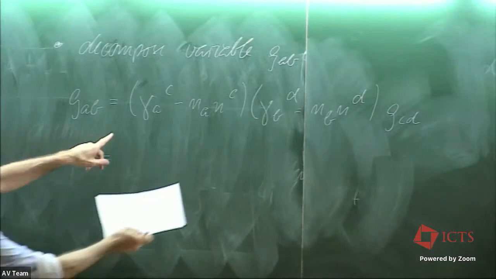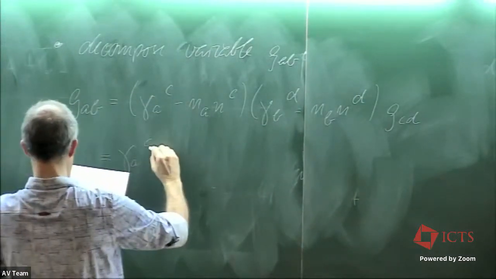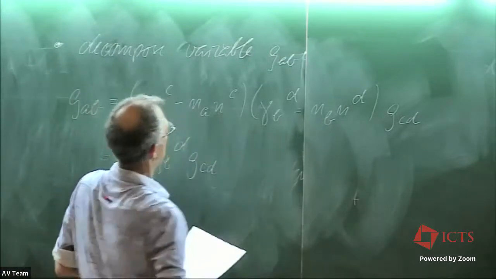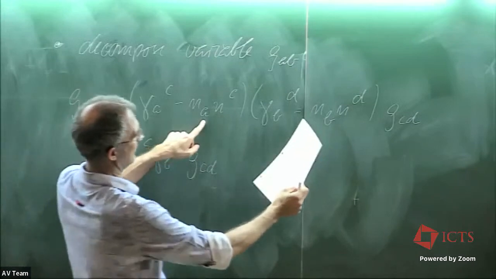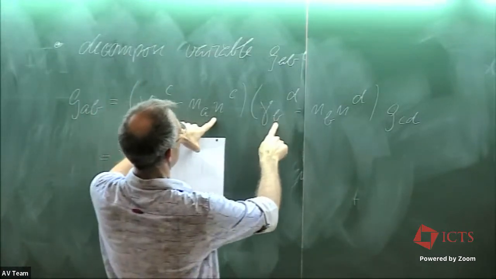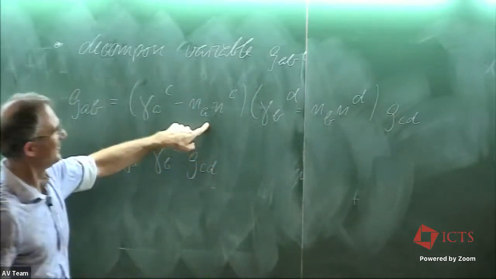Okay, so now let's see what we get. Basically, I first get the complete spatial projection of g. That will be gamma_A^C gamma_B^D times g_CD. Then I get these mixed projections. Basically, I get this projection acting on this and then on that. But what happens if I do that?